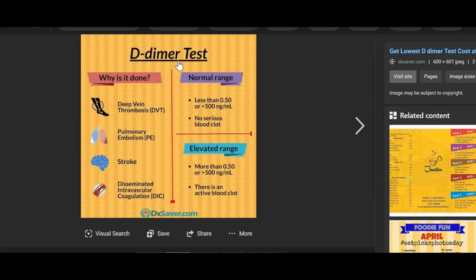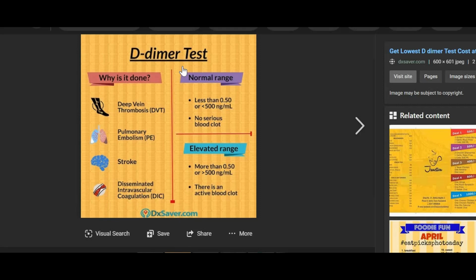So what is the D-dimer test used for? It is used to rule out a blood clot. It can be DVT, that means blood clot in the vein, especially in the lower legs, pulmonary embolism, blood clot in the pulmonary artery, stroke, or DIC, that is disseminated intravascular coagulation, that means presence of multiple blood clots in the blood vessels. But the disadvantage of the D-dimer test is it's not specific.